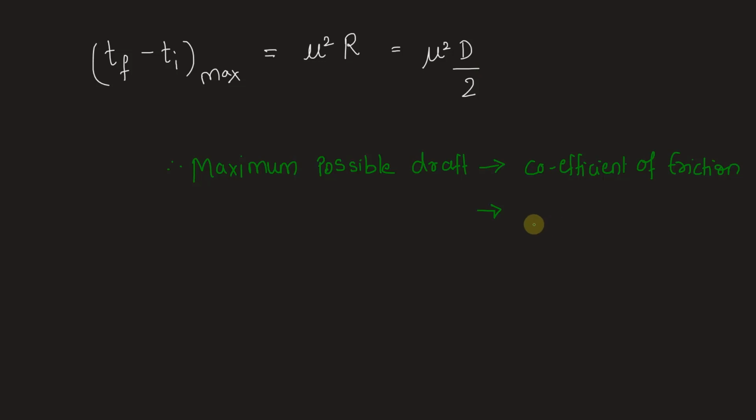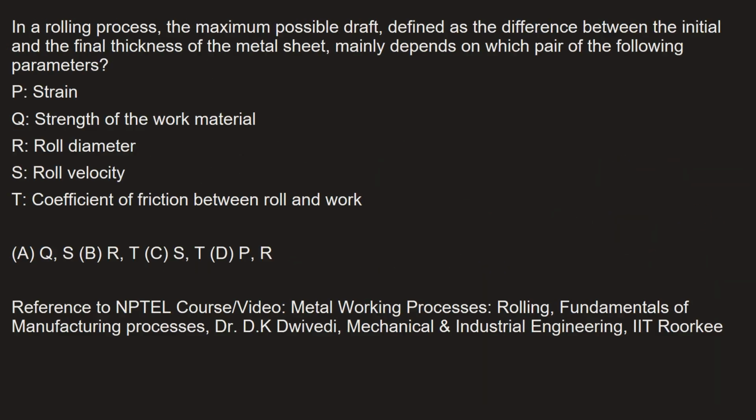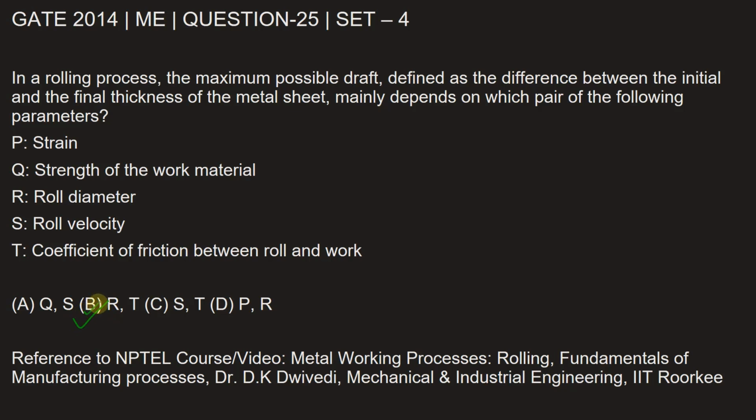And second, that is the roll diameter. It is not dependent on any other properties. Coefficient of friction is given in point number T and roll diameter is given in point number R. So let's go back and mark the correct option. It should be R comma T. R comma T is given in option B.